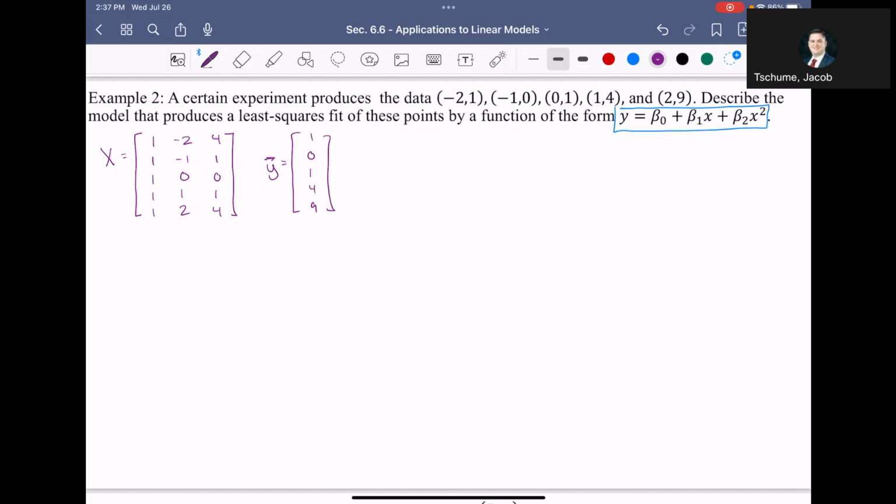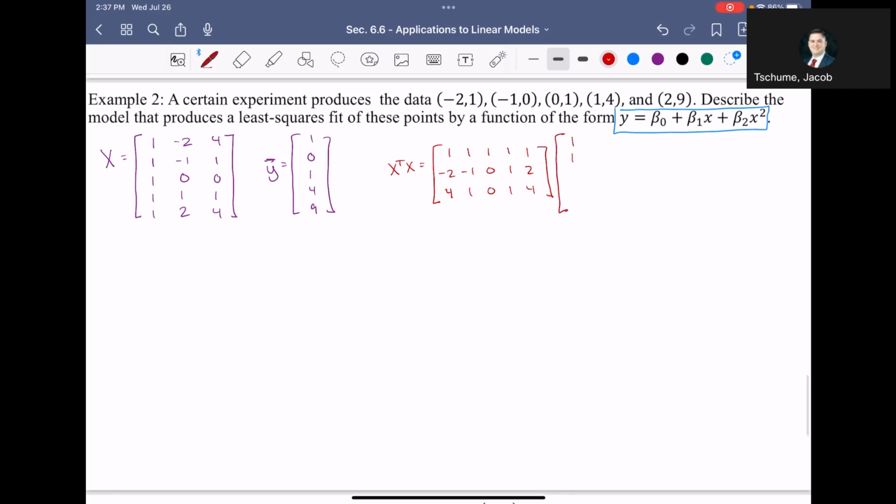All right, so we got to find some information here, going the same path as the last problem. Next thing I want to do is find x transpose x. So I need to write out x transpose, 1, 1, 1, 1, 1, -2, -1, 0, 1, 2, 4, 1, 0, 1, 4, times the original matrix. This is going to be a 3 by 5 times a 5 by 3, so at least the matrix gets a little smaller. You should end up with a 3 by 3 matrix here.